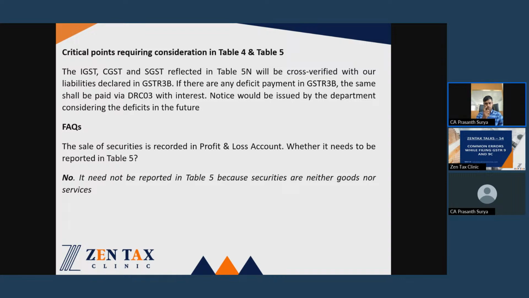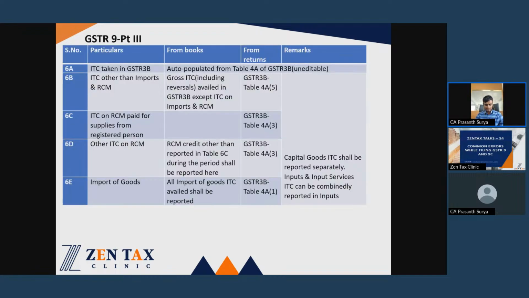The next thing is sale of securities. There's a common question whether sale of securities is to be reported, because the profit on sale of securities will come under the profit and loss account. There's a question whether it has to be reported in GSTR9. It need not be reported in GSTR3B or GSTR9, in my opinion, because it is not at all goods or services as specifically given in the CGST Act. So you need not report the sale of securities or profit on sale of securities in GSTR9.